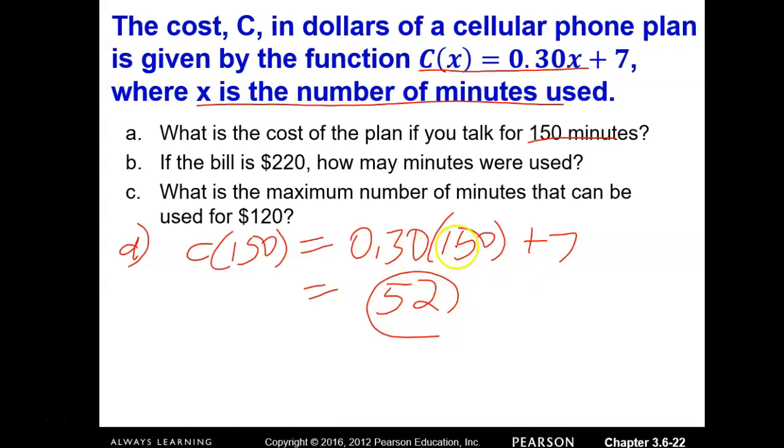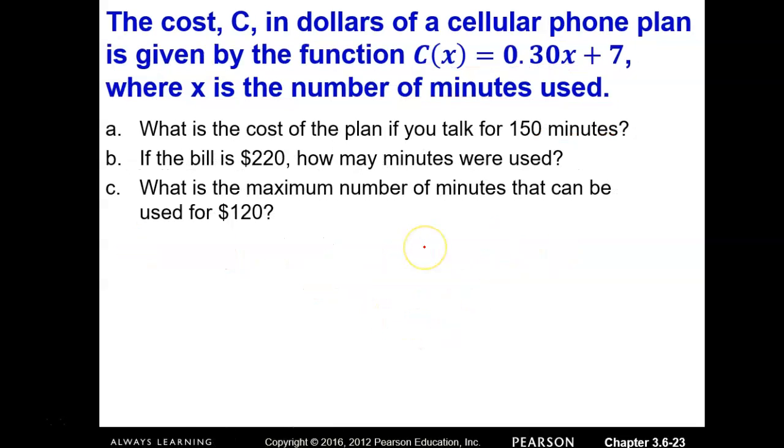So make sure you follow the order of operations, multiply this first. B says if the bill, so the bill gives us the total cost, how many minutes did we use? This is how many minutes.